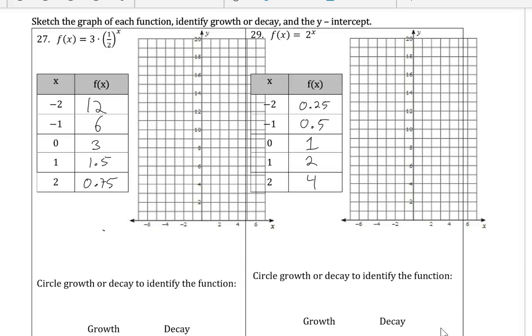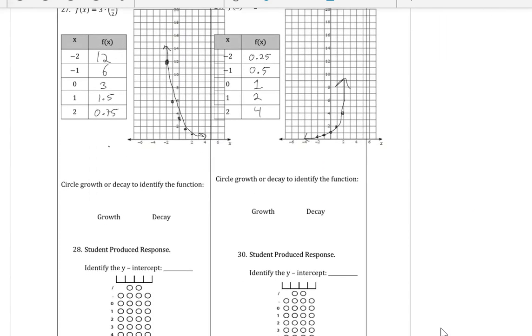So at -2, I'm up at 12. At -1, we're over at 6. At 0, I'm at 3. At 1, I'm at 1.5, and then at 2, I'm at less than 1, right? So we got our graph here. Over here, we have -2, we're at 0.25, at -1, we're at 0.5. We got our equation.